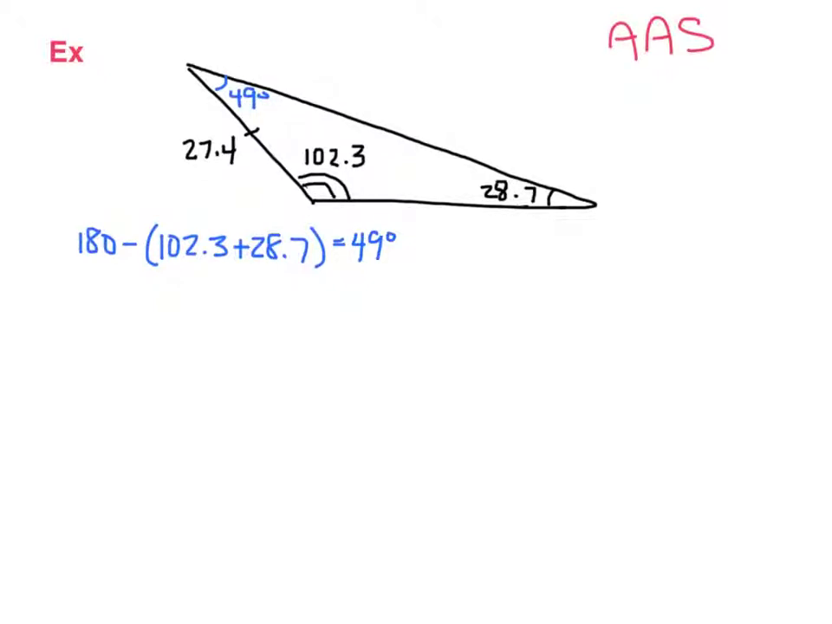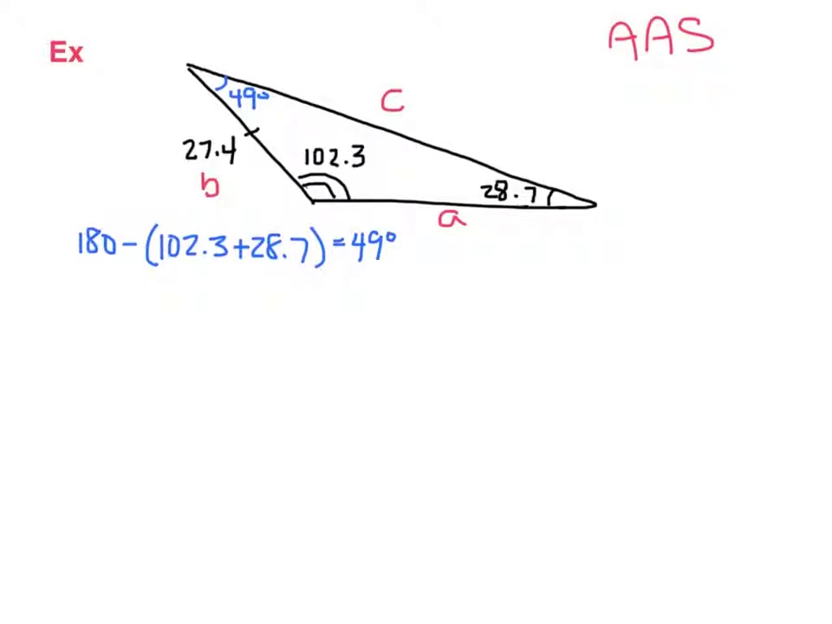Okay, and let's start assigning names to each side. So the biggest side, we'll still call that C. Okay, across from that 49, let's call this side A. The A and the B don't really matter. And then the one that we already have will be B, 27.4.